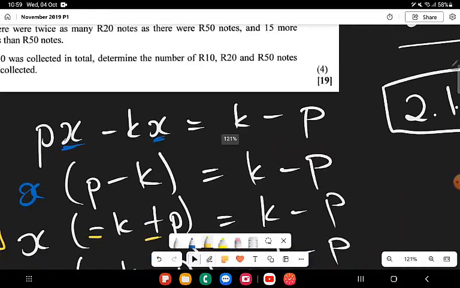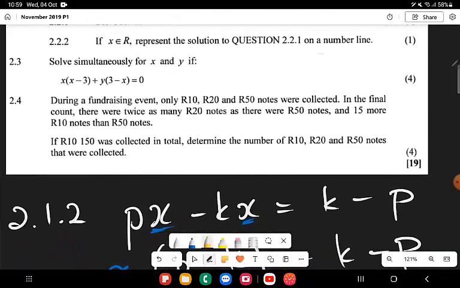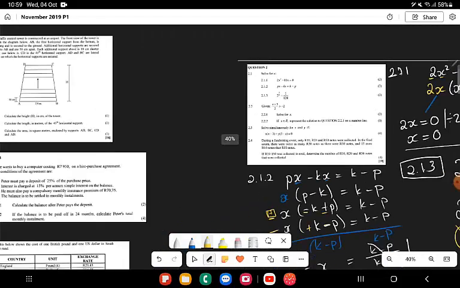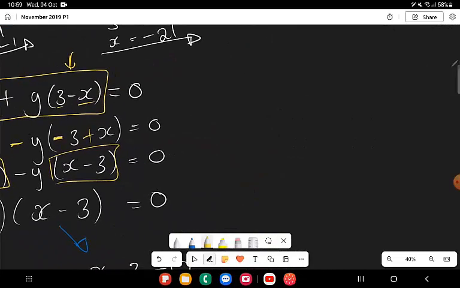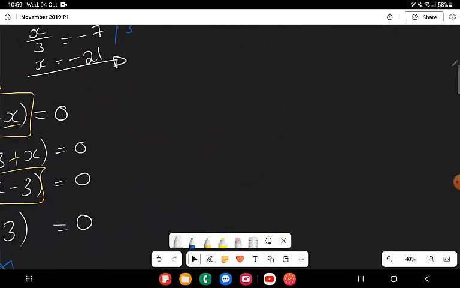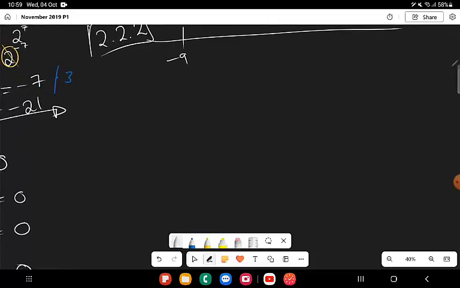And then we want to do one more on this one, which is going to be question 2.4. They're asking how many notes of 10 Rand, 20 Rand, and 50 Rand were collected. During a fundraiser, only 10, 20, and 50 Rand notes were collected. In the final count, there were twice as many 20s as 50s. There were 15 more 10s than 50s. Okay, so let's write this down.